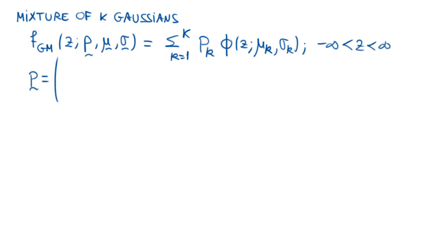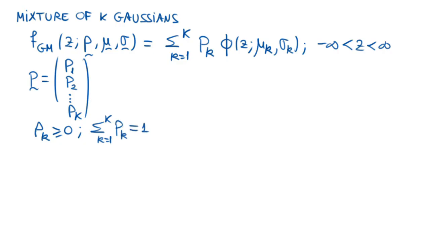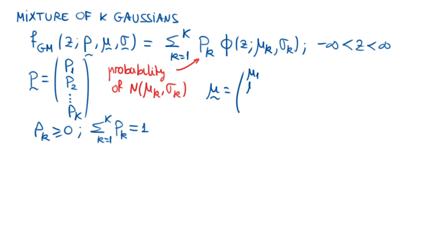p is a probability vector whose components p1, p2, up to p capital K are non-negative and add up to 1. p_k is the probability of the kth component in the mixture, which is a normal distribution of parameters mu_k, sigma_k. Let's define the vector of means, mu, which is equal to mu1, mu2, up to mu capital K, and the vector of standard deviations, sigma, whose components are equal to sigma1, sigma2, up to sigma capital K.